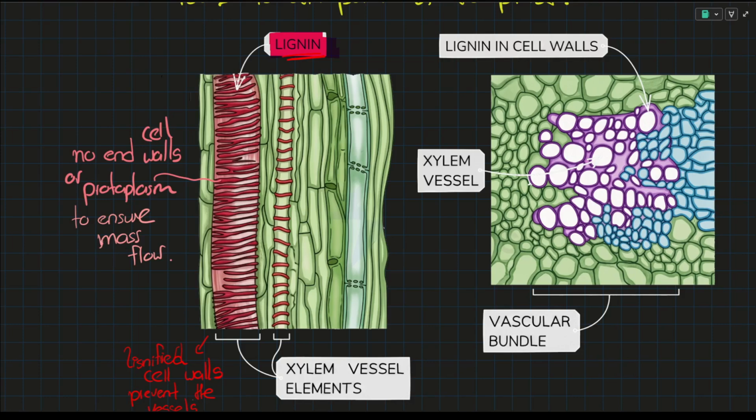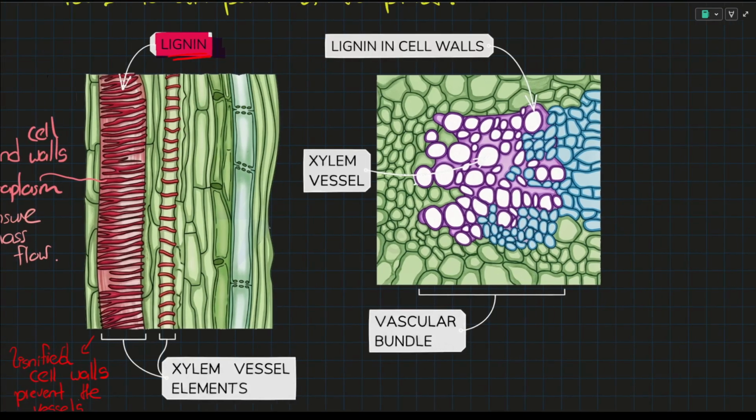That's it. Okay, they are simply dead. All xylem vessel elements are dead. They're not living. They're dead and then they are lignified. That's all. They're dead and they are lignified. They have no end walls.